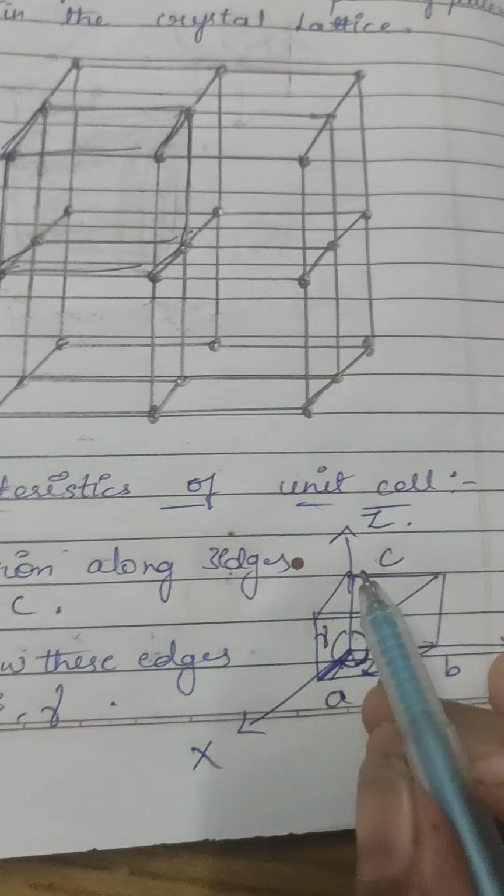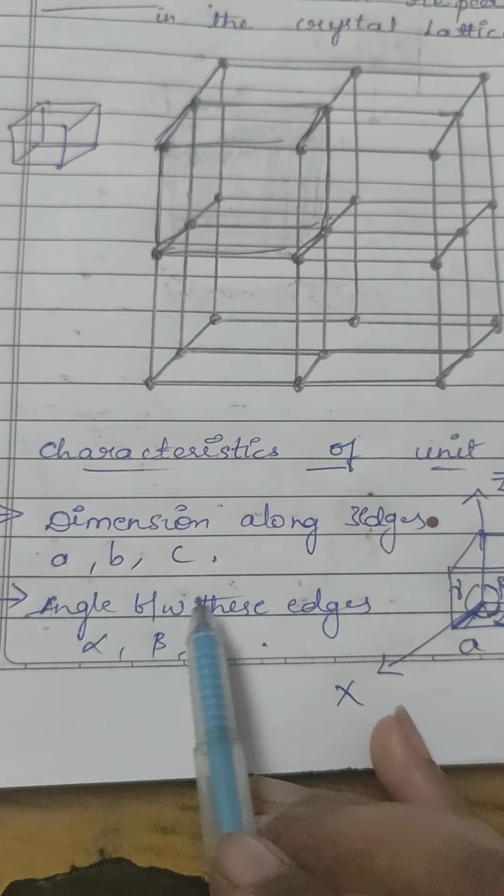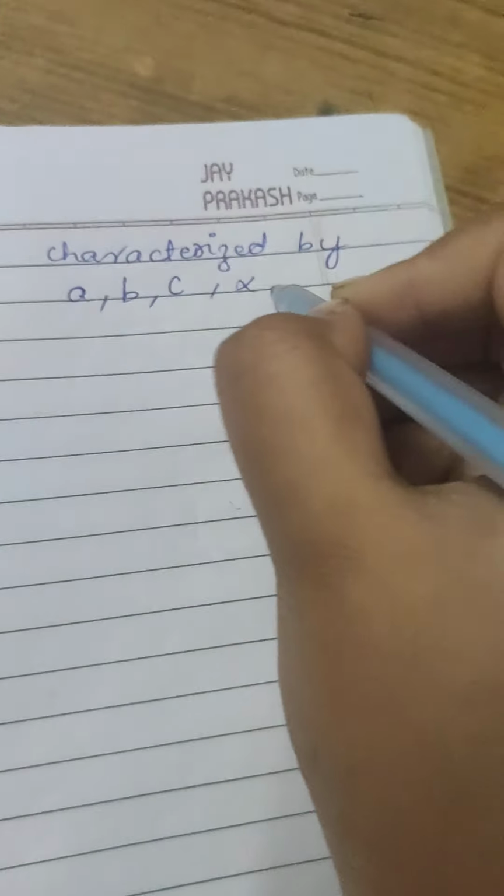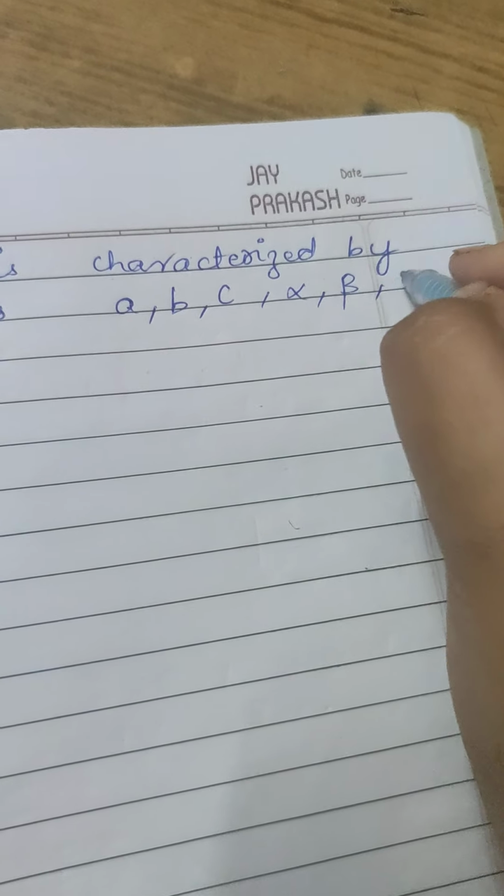What are these 6 parameters? Which we have learned before itself. The dimensions along the 3 edges A, B, C are 3 parameters, and the angles between these edges, alpha, beta, gamma, are the other 3 parameters. So the 6 parameters are the edges A, B, C and the angles between them, alpha, beta, gamma. So this was about the crystal lattice and unit cell.